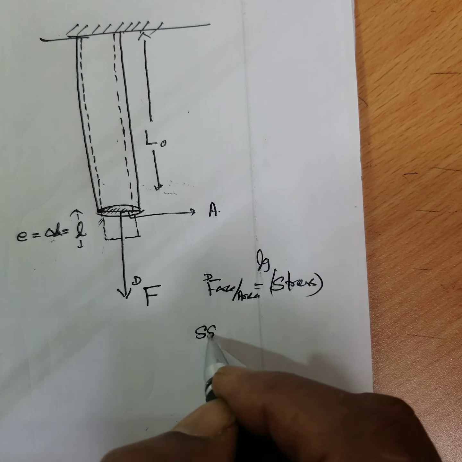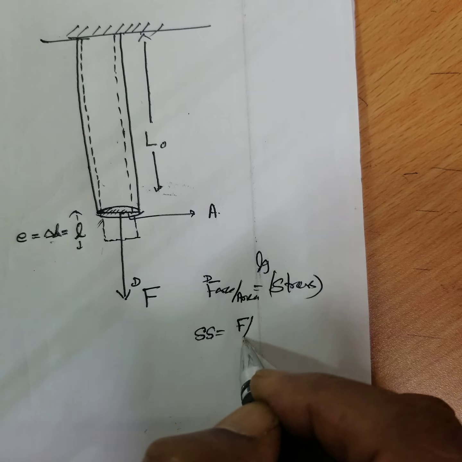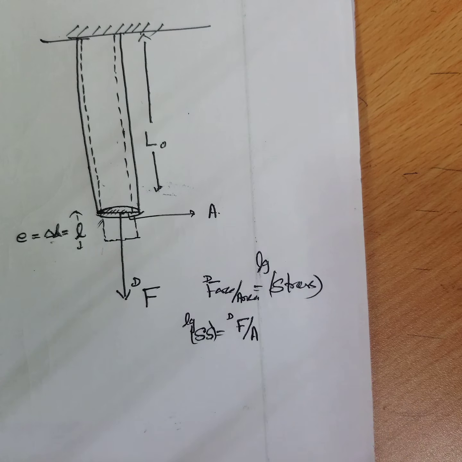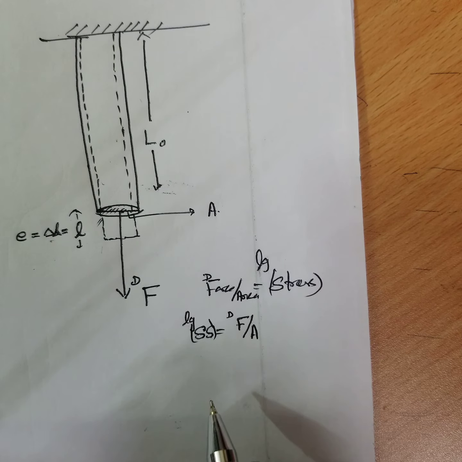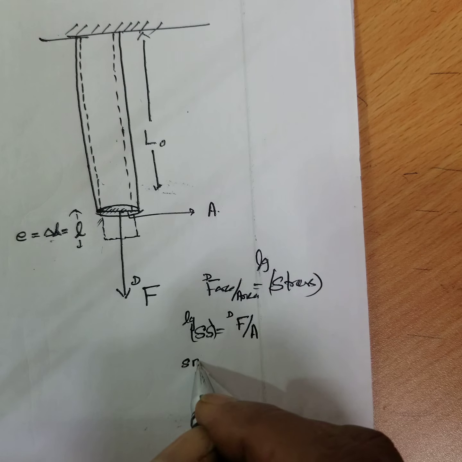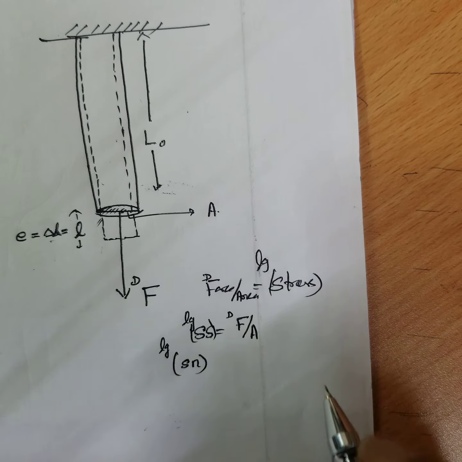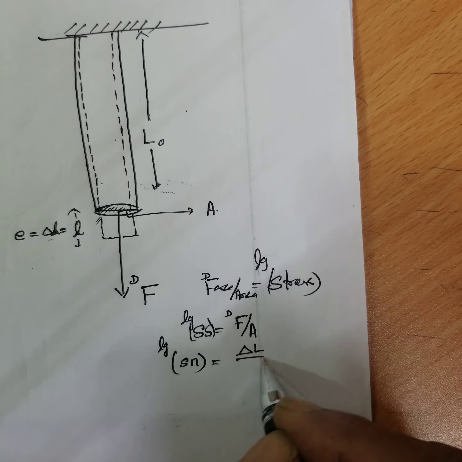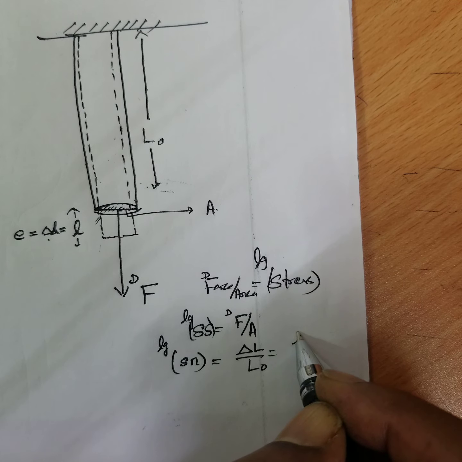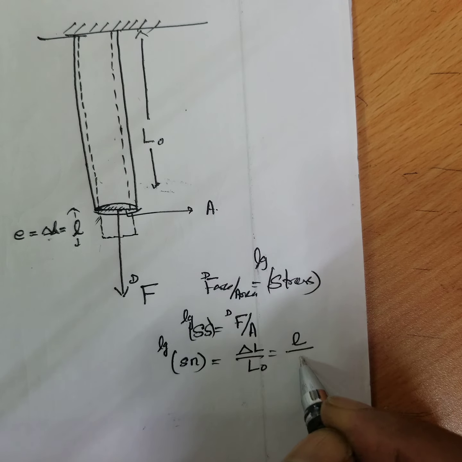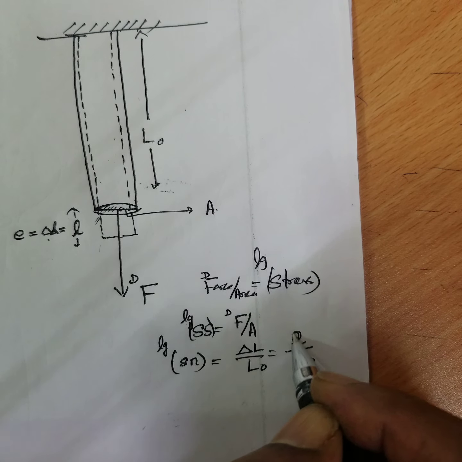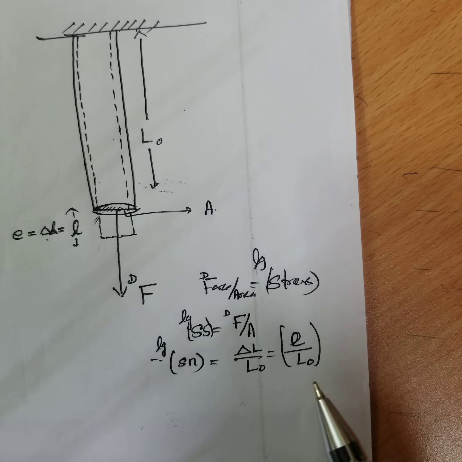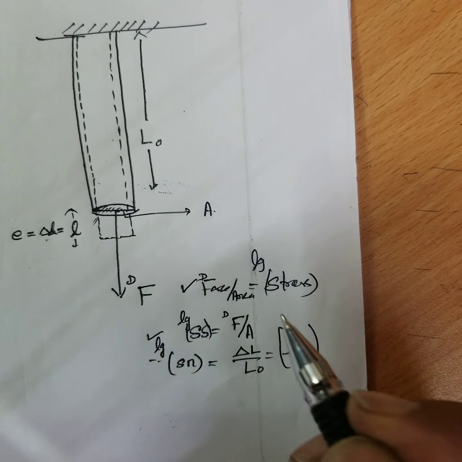Stress is equal to force per unit area, the deforming force. This is called longitudinal stress. What is strain? Strain is the longitudinal strain. That is called deformation, increase in length by original length, or extension by original length, or deformation by original length. I said what is stress, what is strain.